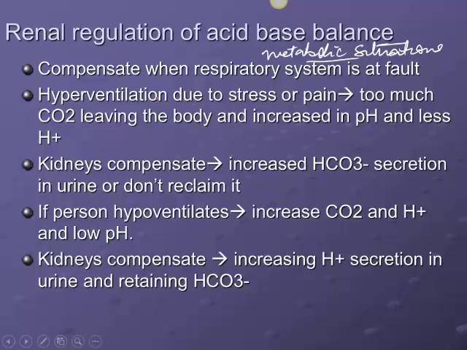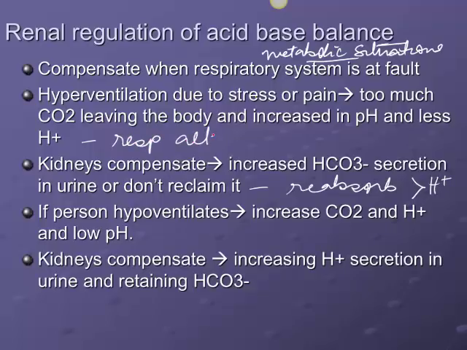So let's say someone is, so here the cause is because of the respiratory system. Suppose someone is hyperventilating, like they're being stressed, too much pain, whatever the reason may be. So too much carbon dioxide leaves the body, which means that there is less hydrogen ion, so you enter into a state of alkalosis, right? So the kidneys will compensate by pushing out bicarbonate, so they don't reclaim it, bicarbonate goes out, and they keep the hydrogen ions in. So they reabsorb more hydrogen ions. So that's what the kidneys will do. So this situation leads to what is called respiratory alkalosis.